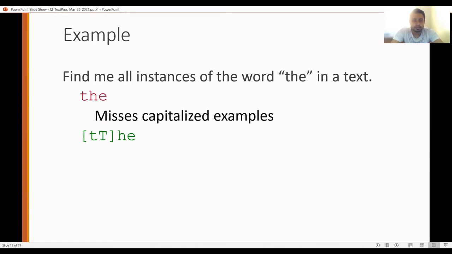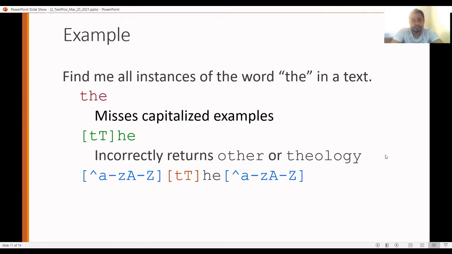That is, a lowercase t and an uppercase T in the square brackets. But we will still incorrectly return text with "the" embedded in other words. Example, "other" or "theology". So we need to specify that we want instances with a word boundary on both sides. That is, we will use the final regular expression as mentioned over there.